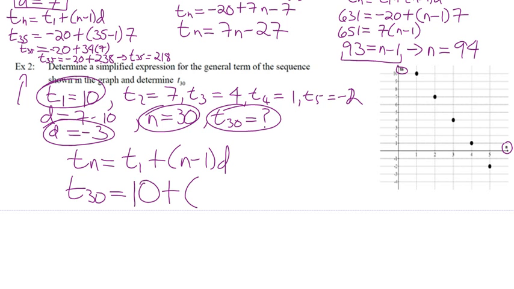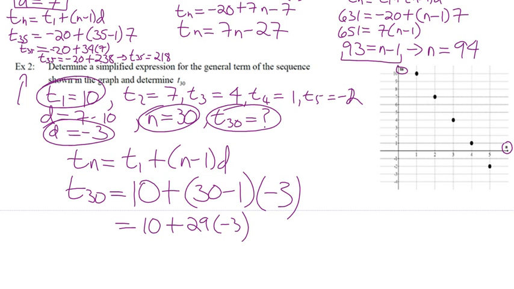10. What's n? What's d? Negative 3. Okay, solve. This is a solve, right? Not a simplify, because we're actually getting a value. Simplify is come up with another expression that isn't in factored form. Solve is work it out, showing as many steps as you like.